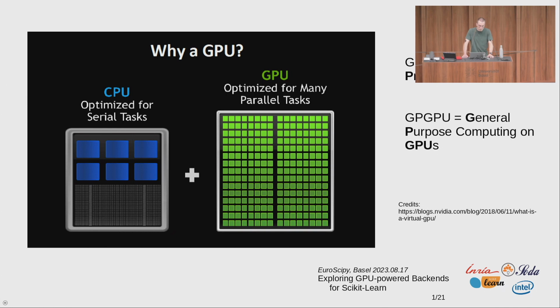Why do we use GPUs? CPUs are more optimized for sequential computing. A GPU embeds up to thousands of small compute units, so it's more optimized for many parallel tasks. Initially, the name stands for graphics processing units, so it was aimed at use cases like graphics rendering and graphics computing, but the GPU architecture is also well fitted for all kinds of computing. In this case, sometimes we talk about GPGPU, which stands for general purpose computing on GPUs.